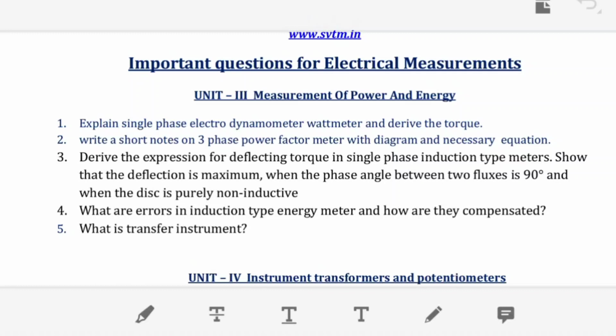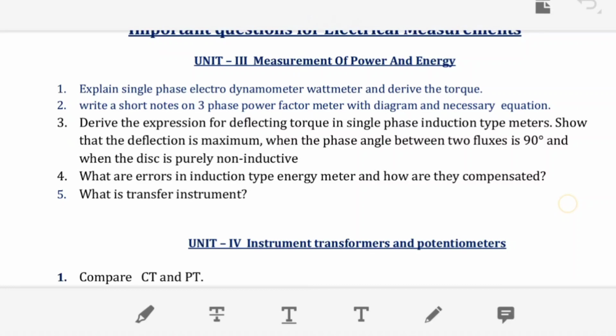Dynamometer type instrument is known as transfer instrument. We are using it in AC. We are calibrating in DC and transferring to measurement of AC. Hence, it is known as transfer instrument. These are the important questions in Unit 3. To get maximum marks, my suggestion is prepare the entire syllabus. According to that, write the questions you know very well.